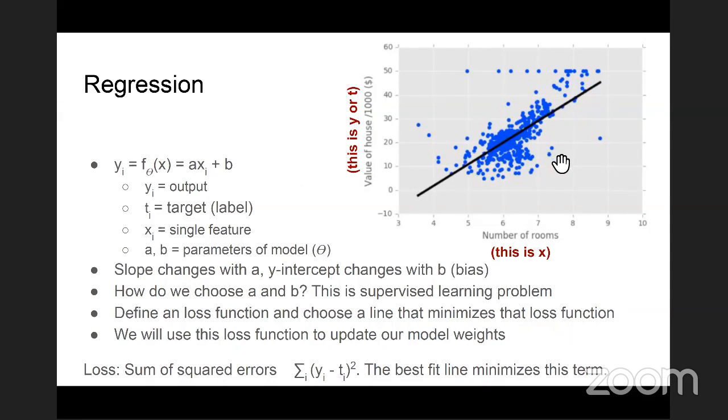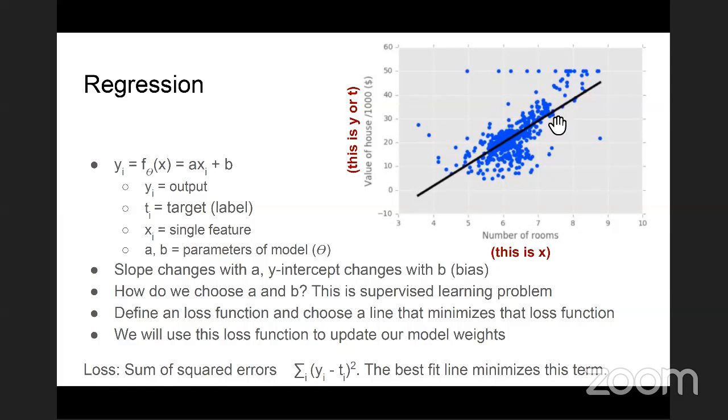What a does is it changes the slope of the line, and b changes the y-intercept of the line. If I increase a, the line will become steeper. If I increase b, the line will shift up, the entire thing, without changing its slope. So I defined a loss function.